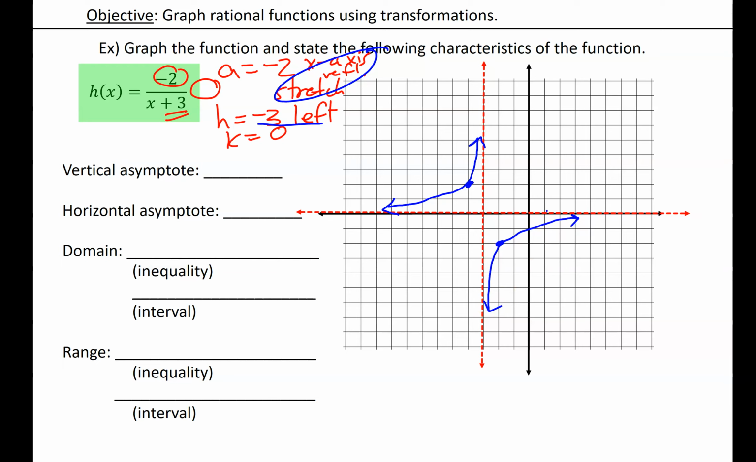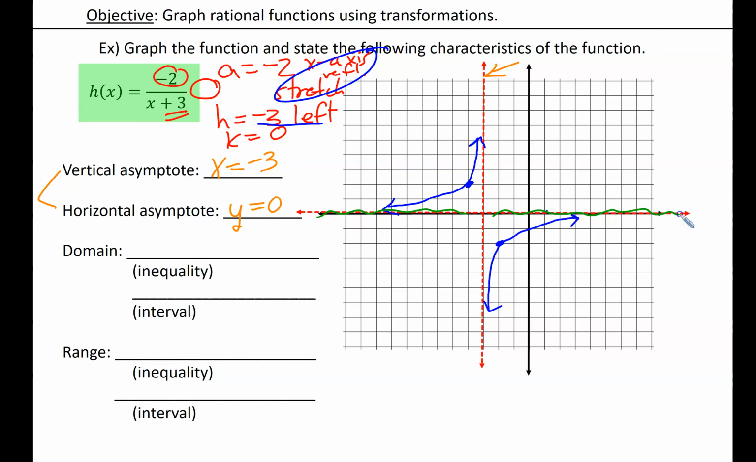So, writing out those characteristics. Again, vertical and horizontal asymptotes, remember, are equations. The vertical asymptote here is defined by its x values, which are all -3, so we get x equals -3. The horizontal asymptote is defined by all of its y values, which are all 0, so we get y equals 0. The domain is going to be all of the x values, and so we use all of the x values except for -3, where the function is undefined.